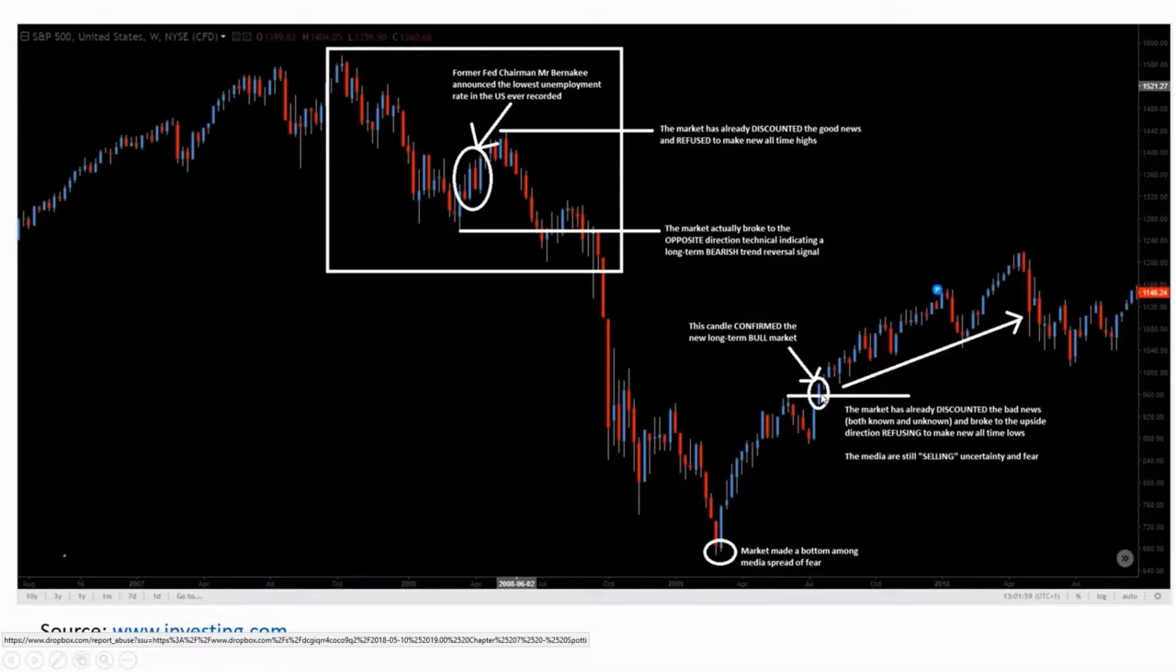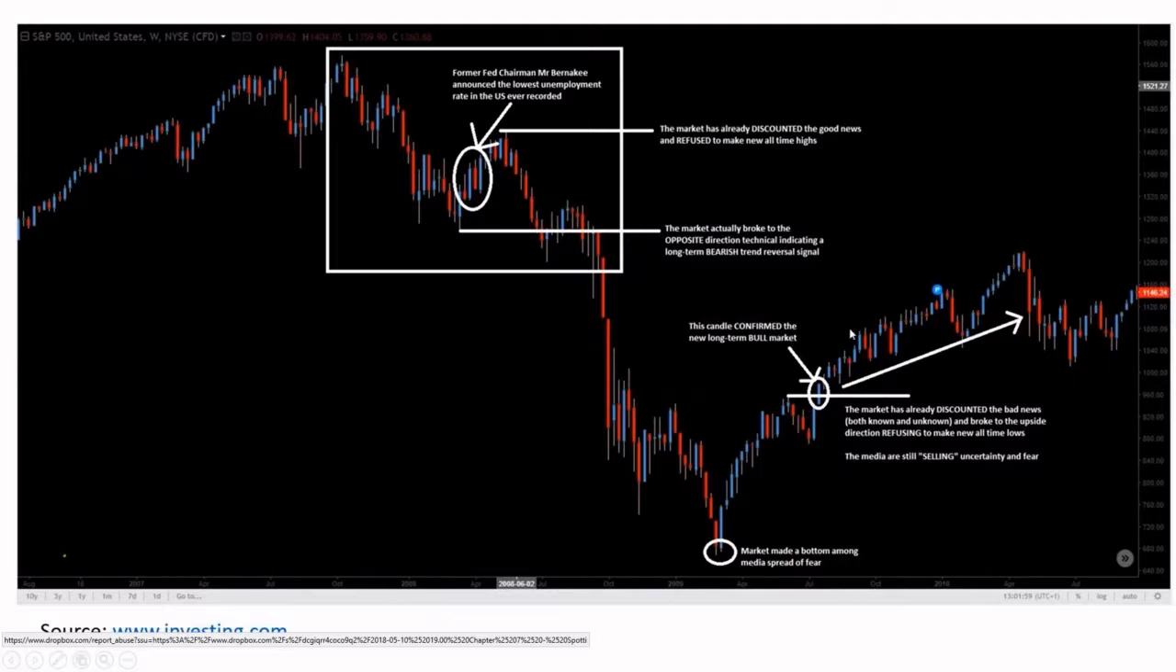So here we observe an example of a bull market changing to a bear market. The market is discounting the good news and is falling. And here we see the opposite scenario, where the market is discounting the bad news and is rising. So this means market action discounts everything.